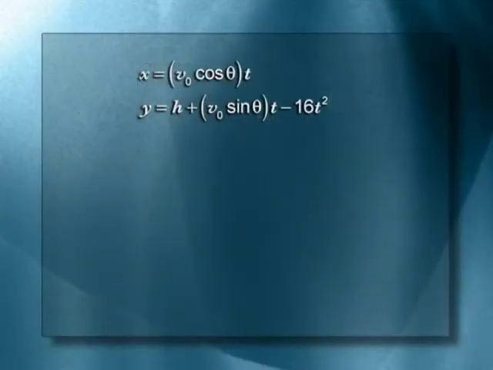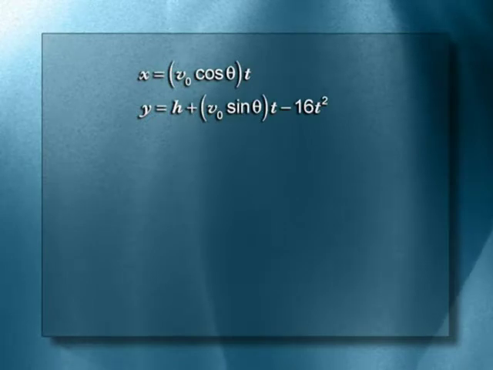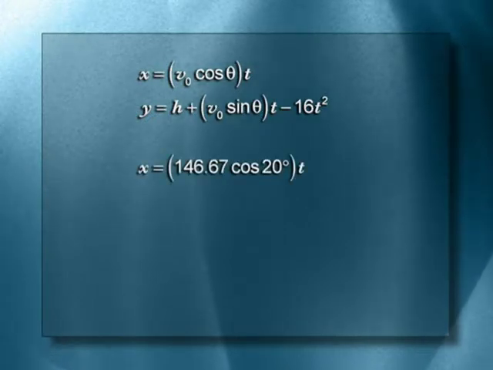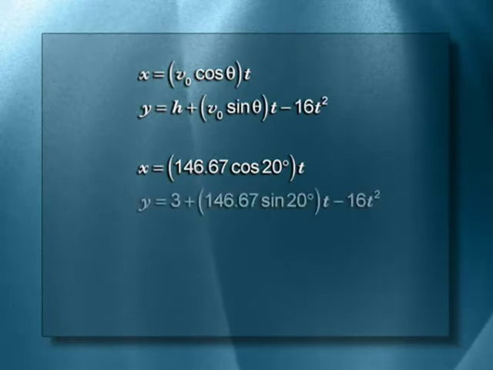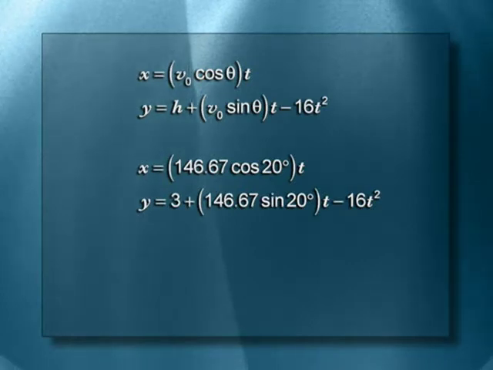Here, make a bet. Think it's going to go over the fence? Let's find out. The equations were x is v0 cosine theta times t, and y is h plus v0 sine theta t minus 16t squared. Plug in the numbers. We get for x, 146.67 cosine of 20 degrees times t. And y is 3, remember, we hit it 3 feet above the ground, plus 146.67 sine 20 degrees times t minus 16t squared.